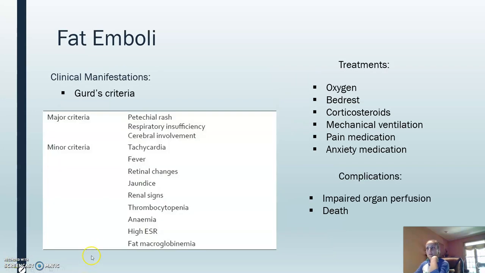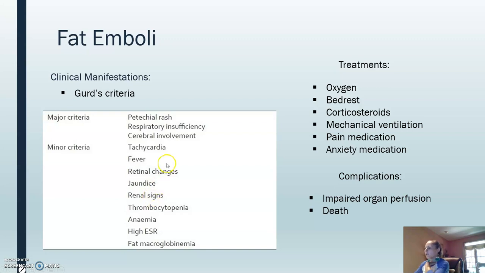So we may suspect a fat emboli if we have a fracture of a large bone, like a femur or pelvic fracture, for example. This is when fat escapes from the bone and gets into the bloodstream, and it can get stuck in the lungs, causing a PE. So we diagnose it based on the symptoms.